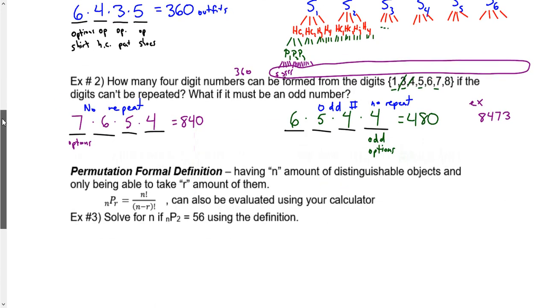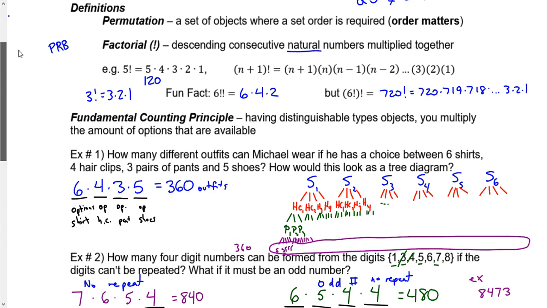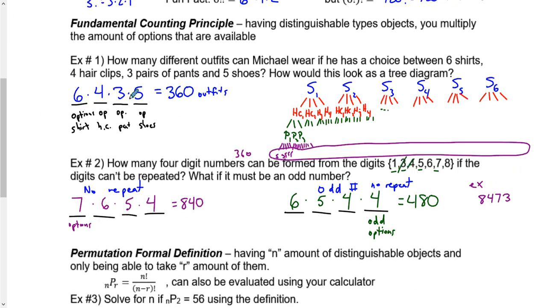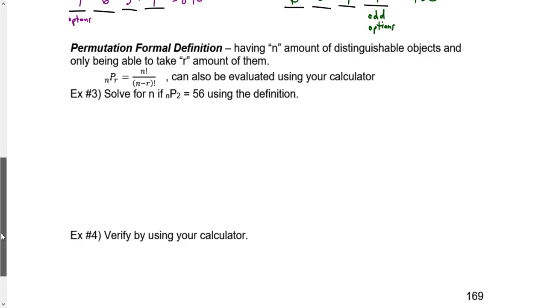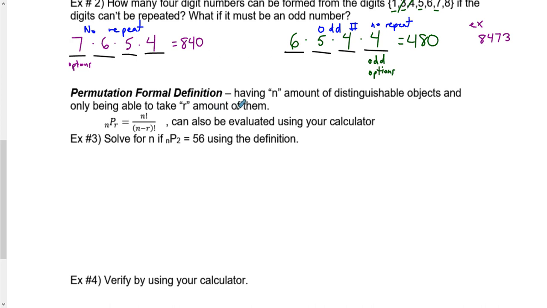All right. Now let's look at the permutation formal definition. So permutation is, again, that idea where order matters. And in this case, these orders matter. You do this, then this, then this. So permutation is having n amount of objects that are distinguishable, like the numbers 1, 3, 4, 5, 6, 7, 8. But only being able to take r amount of them at a time. That's the nPr. And once again, you can get that nPr by pressing that PRB button.